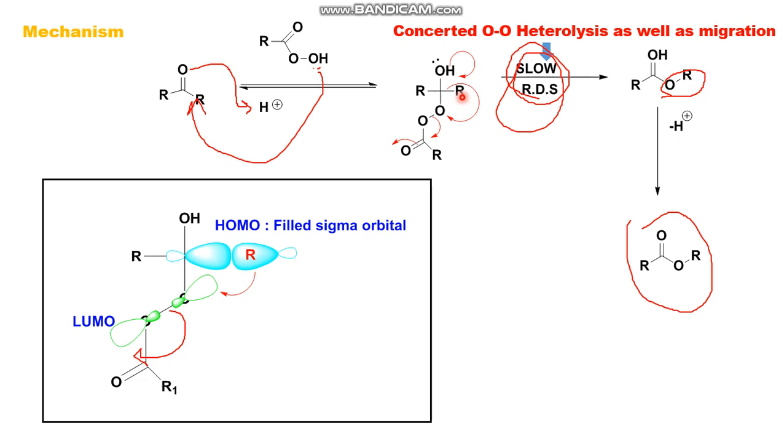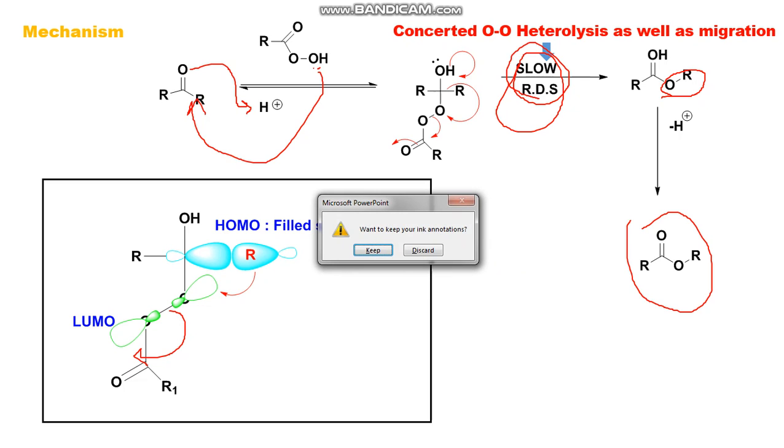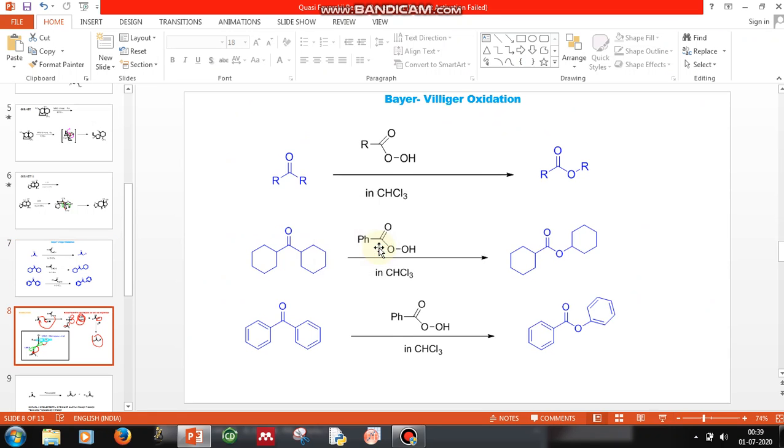So the behavior of this migrating group, which is going to migrate, directs the kinetics and yield of the reactions. That will be the main important topic to discuss, and that we will discuss in the next video.